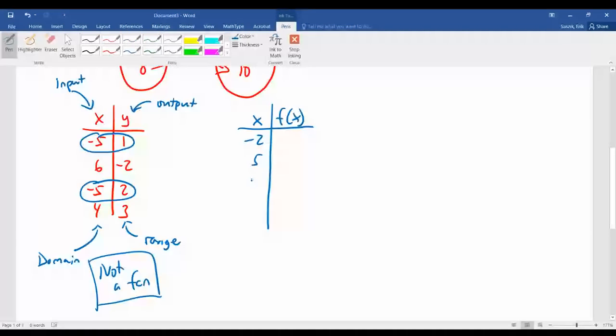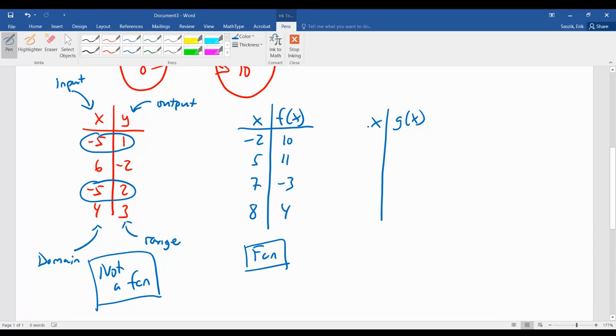Now, here, is this a function? Yes, this is a function. I usually just abbreviate function FCN because there is no contradiction. You see here, -5 goes to 1, -5 goes to 2. That's a problem. Here, all the x values are different. It's automatically a function when you have that situation. And you don't just use f, you can use g of x. Here's another example.